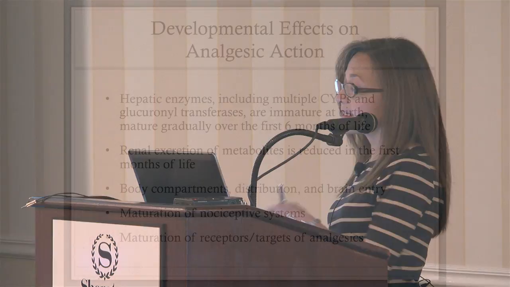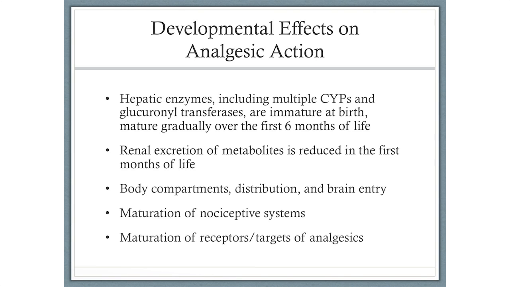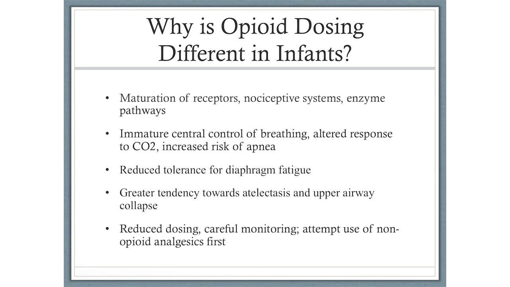So when prescribing opioids to patients, it's important to keep in mind some of the developmental aspects of opioids in infants. Young infants in the first 6 months of life have immature hepatic enzymes, and these are the multiple CYP pathways and glucuronyl transferases, and these gradually mature over the first 6 months of life in a variable way. Renal excretion is reduced in the first months of life. Volume of distribution is increased. Brain entry of certain opioids is increased.